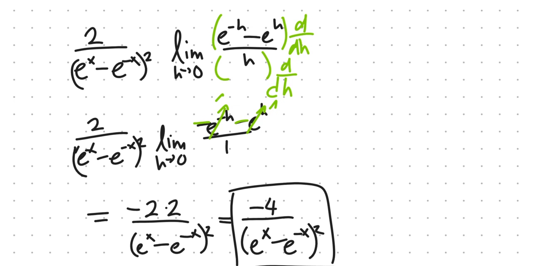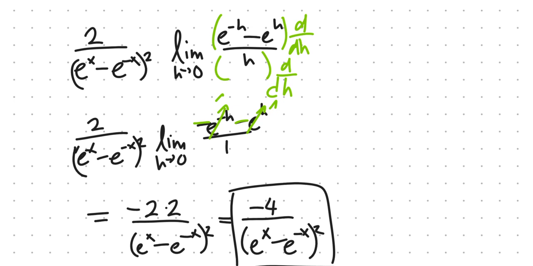Now, if we plug in h is equal to 0, or approaching 0, it will go to a 0 over 0 situation. So we can use L'Hopital's rule to differentiate both parts of the fraction. So we will get negative e to the negative h minus e to the h over 1.